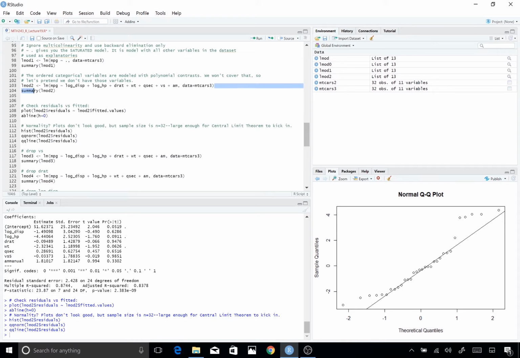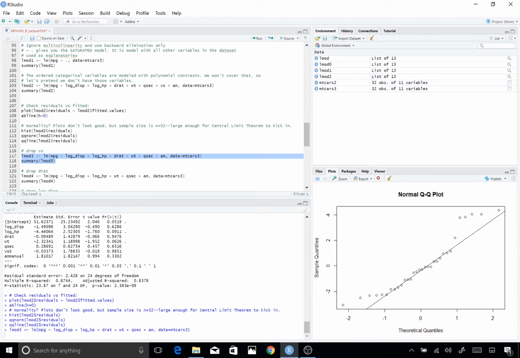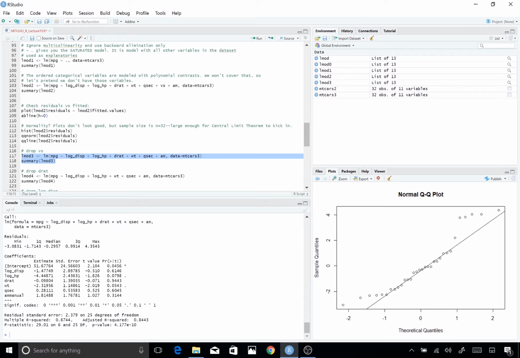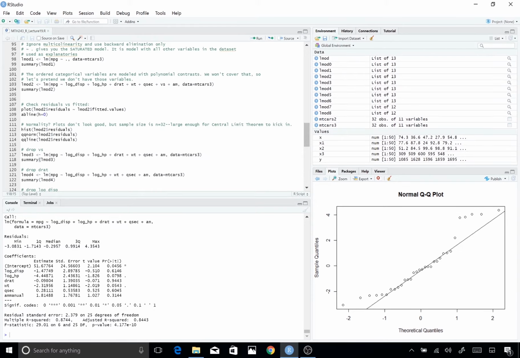I'm starting with this one here, and I can see that VS has the highest p-value. So let's fit a model without that one. Drop VS. In this model, the highest p-value is drat, so fit a model without drat.